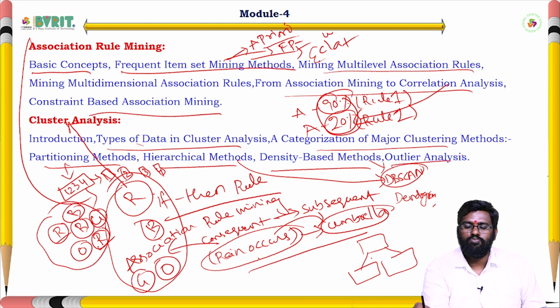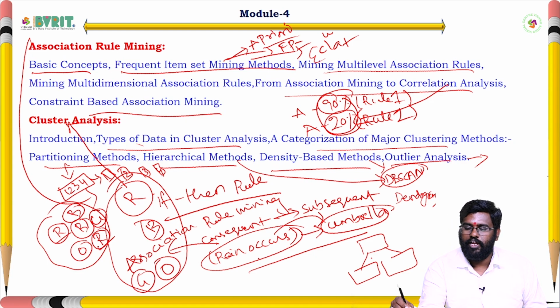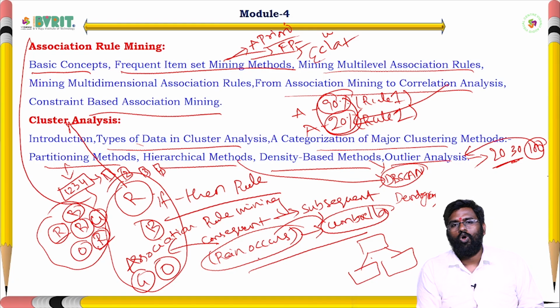Now, outlier analysis means a value that does not lie within the expected range. Outlier analysis means the given value is not in the exact range. For example, take the values 20, 30, 100. Here 100 is out of the range of the other two values. That is why this type of value is called an outlier value. So, that is about outlier analysis.